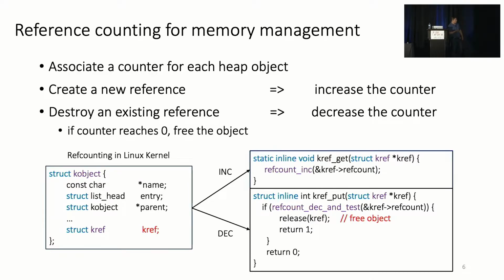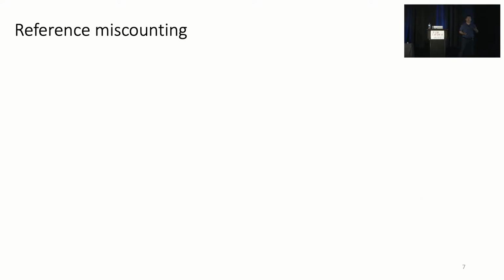Here is a common structure used in Linux that has a member called keyref, used for reference counting. They have keyref get to increase the counter, and they have keyref put to decrease the counter. And if the counter is 0, they free the memory. So you can see this mechanism requires the programmers to decrease or increase the counter manually. And you can imagine programmers may make mistakes and lead to bugs. So we call this problem reference miscounting.